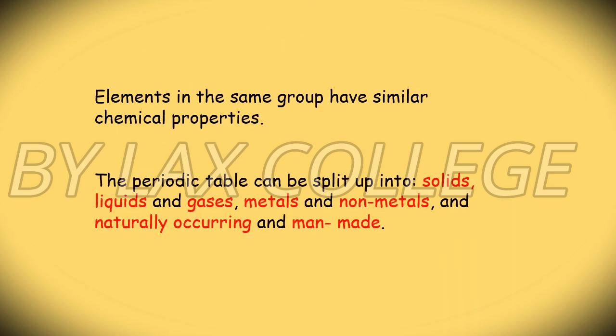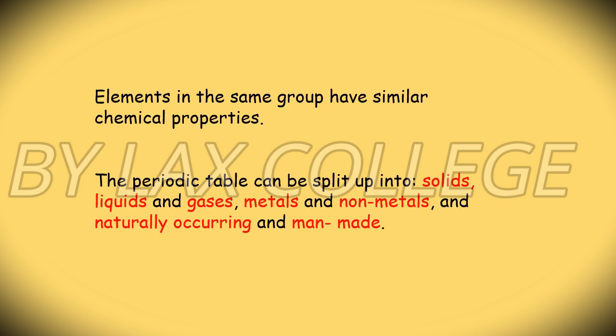Now, each group of elements, the reason they are in that group is because they have the same chemical properties. Now, chemical properties just means that they respond the same way to the same things. So, for example, elements in the same group might all react the same way with water. They might also all be in the same physical state, and they might have other properties like an ability to conduct electricity.